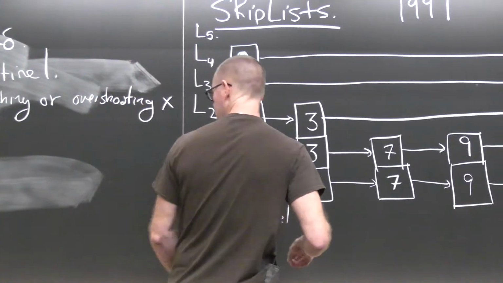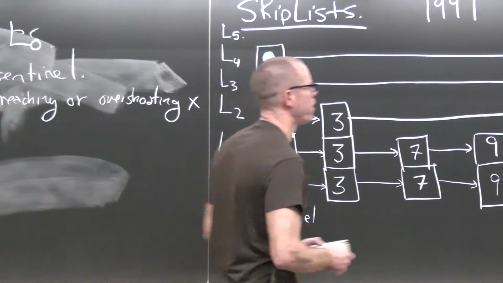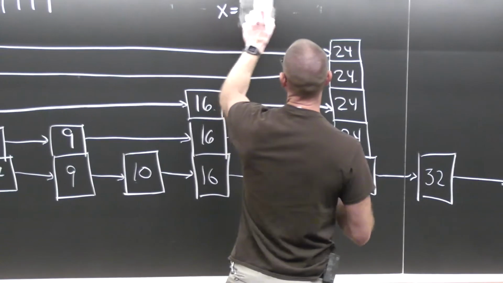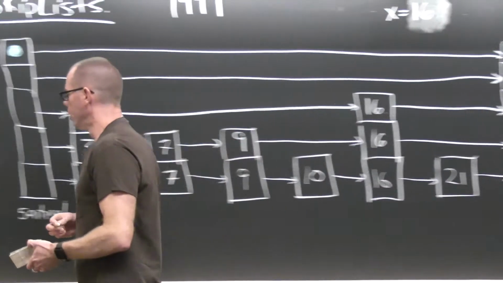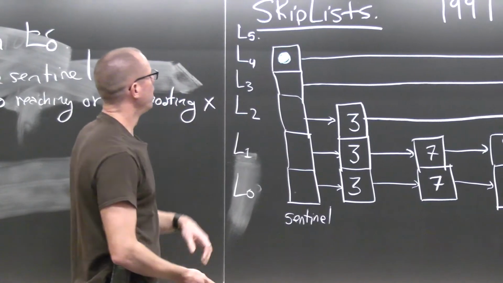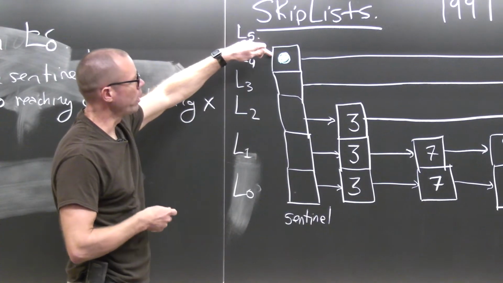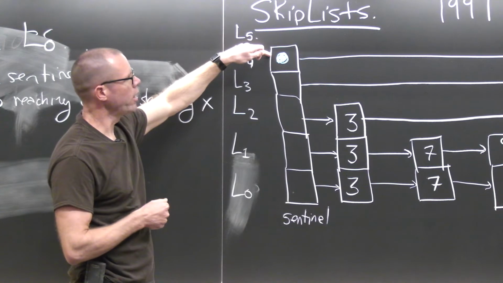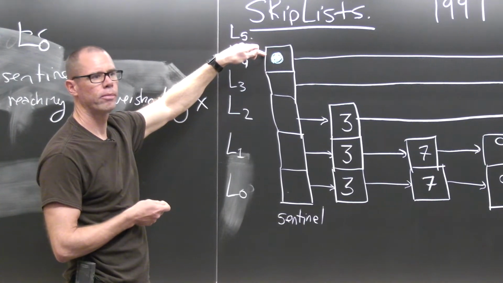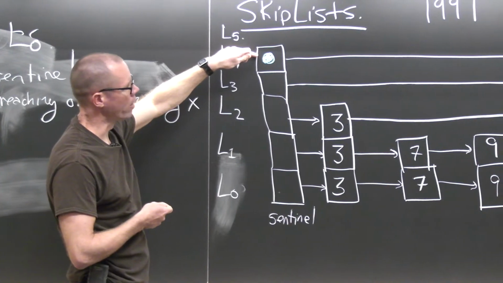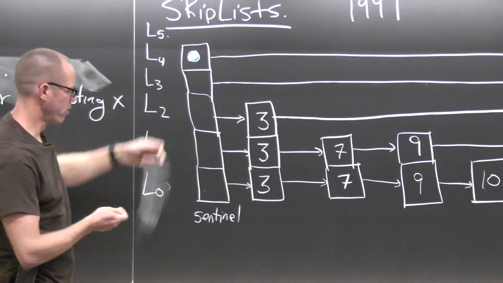No, let's take our x to be 16. It's maybe a bit more interesting. So, from here, if we go right, do we reach 16 or overshoot it? We overshoot it. So that would be too far. So we can't go right, so we'll go down.